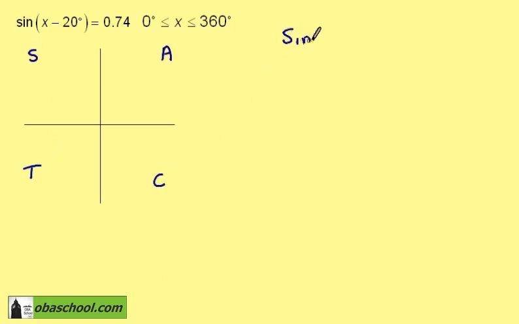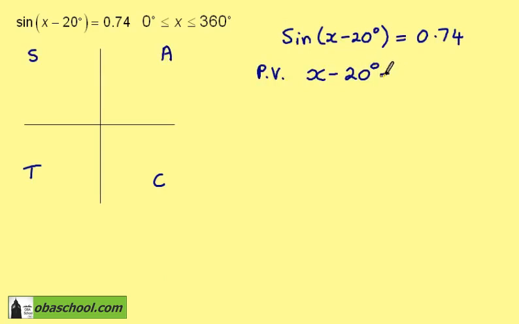To look for our principal value, we start off with our equation sine of x minus 20 degrees is equal to 0.74. So the principal value for x minus 20 degrees is got by doing shift sine, or inverse sine, on the calculator of 0.74. And this would be equal to 47.7 degrees, correct to one decimal place.